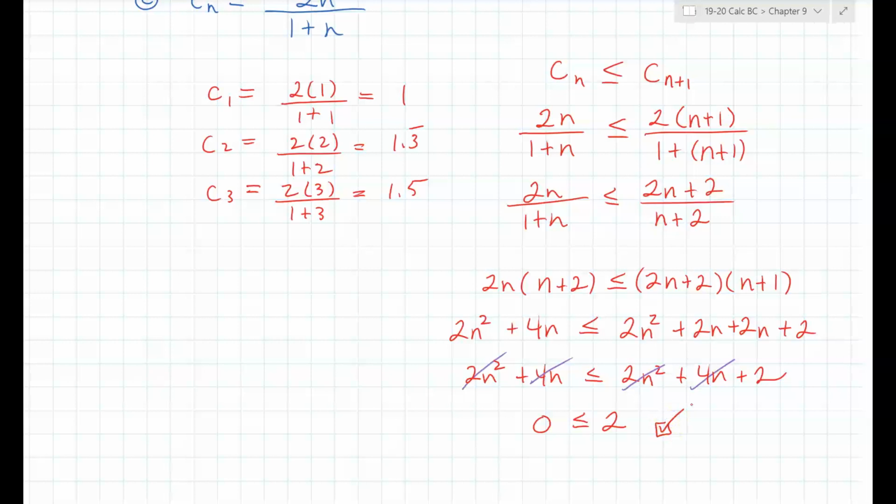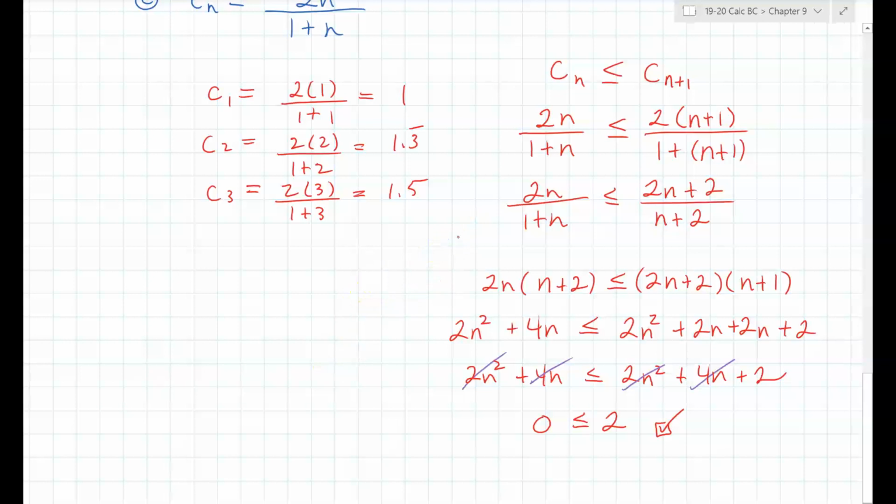Why didn't I do anything with the bottom of the fraction? Oh, yeah, I cross multiplied. You're talking about from here to here, right? Yeah, I cross multiplied. How did you get the initial statement that C sub n is less than or equal to C sub n plus 1?